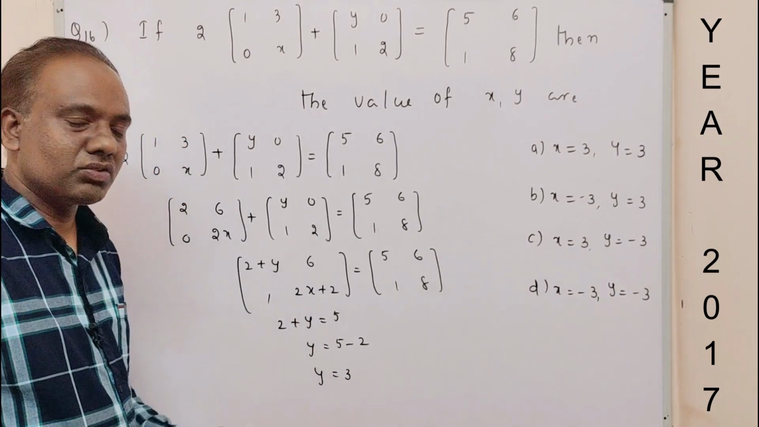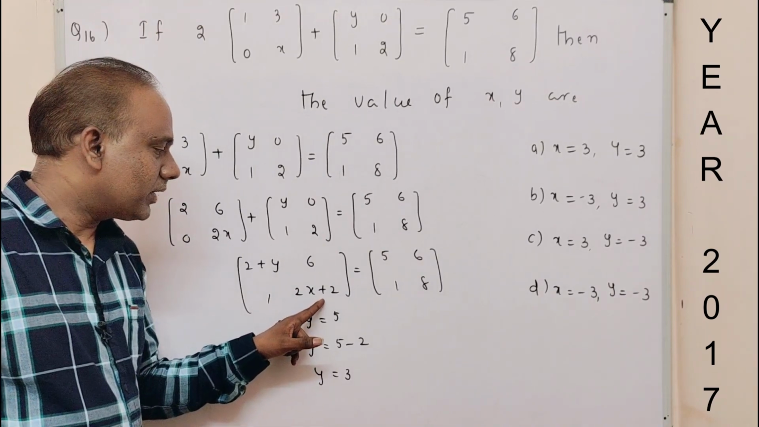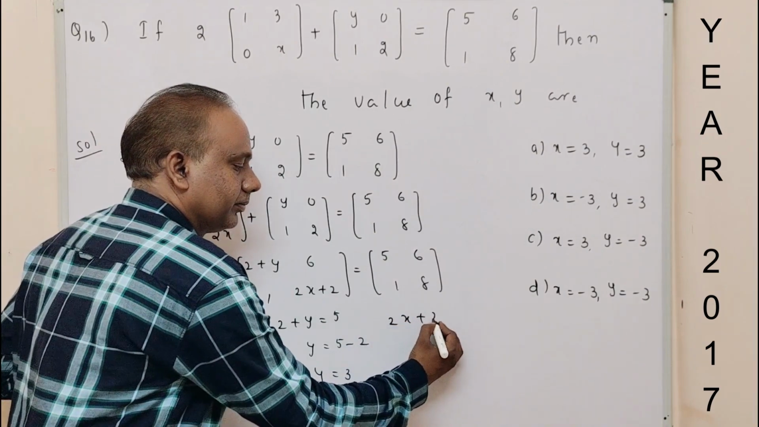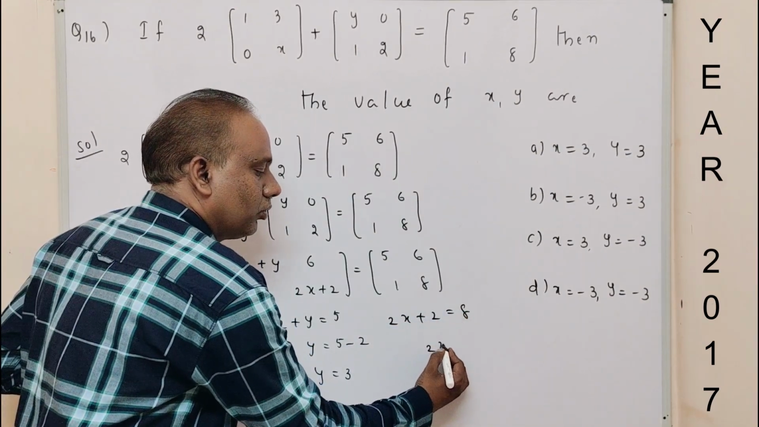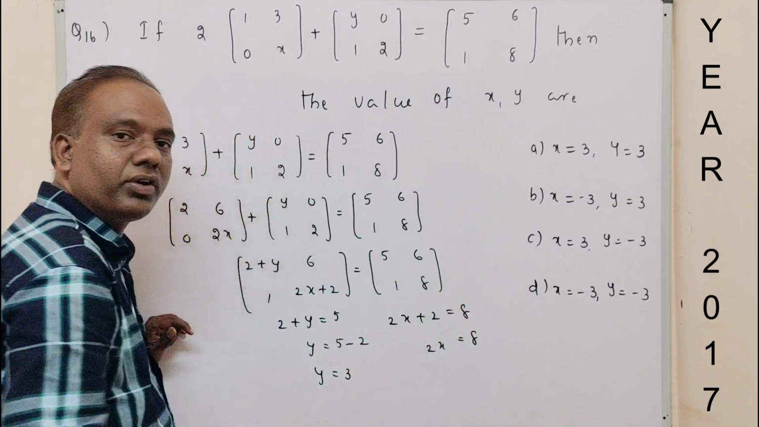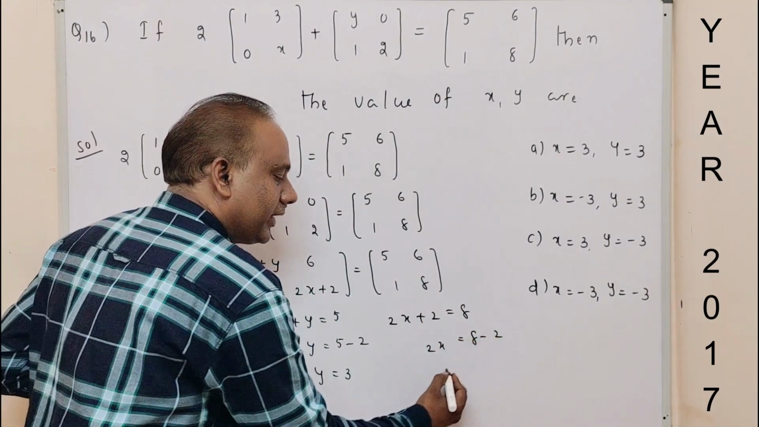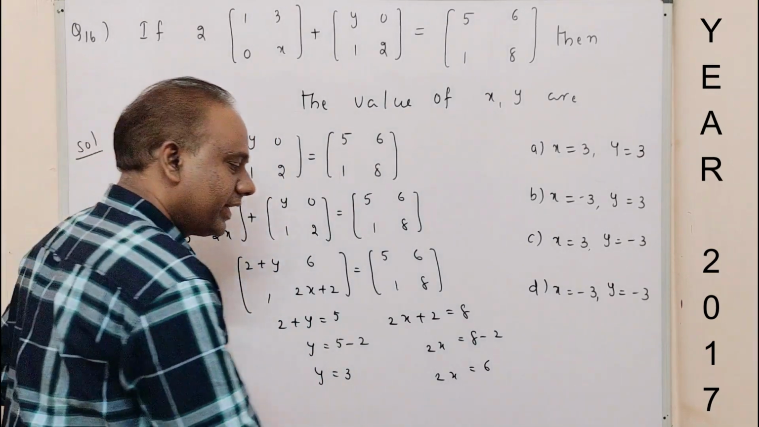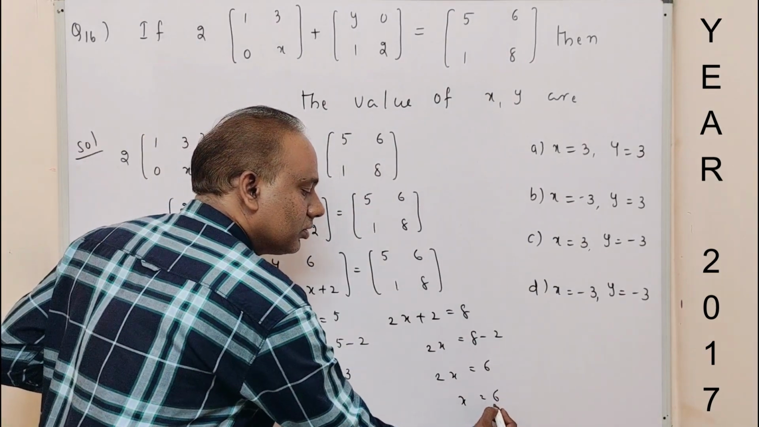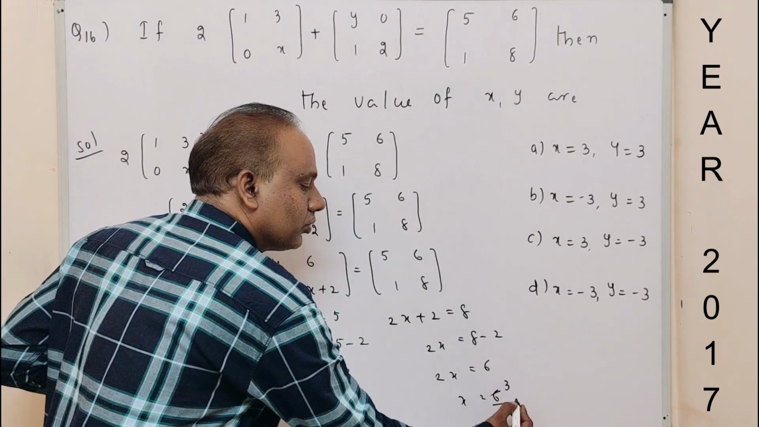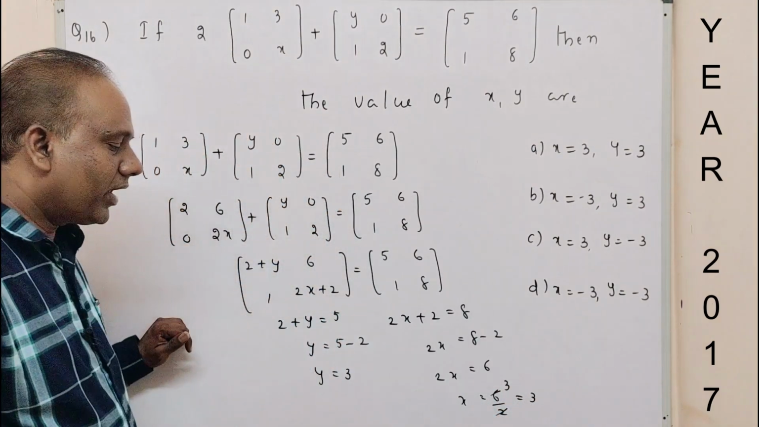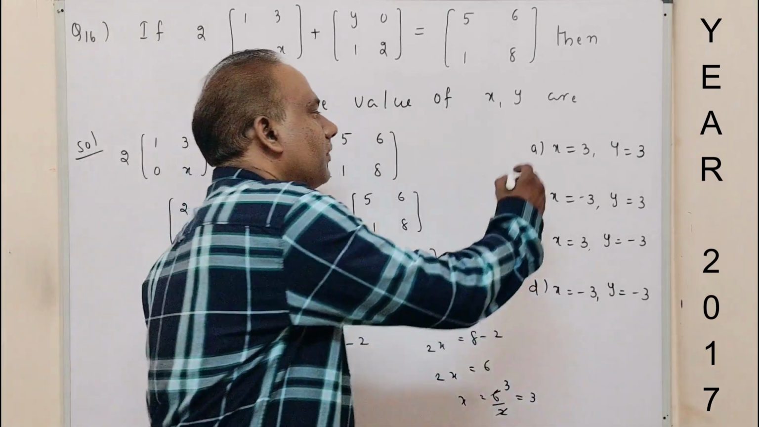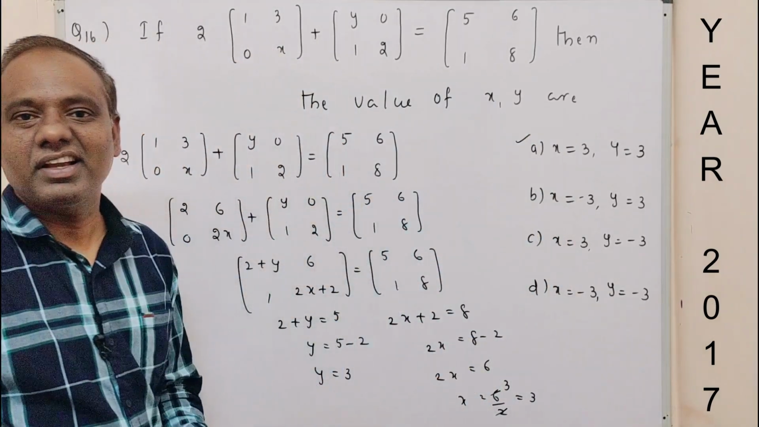Now we calculate the x value. So here 2x plus 2 is equal to 8. Now 2x is equal to 8 plus 2, take right side, it becomes minus 2. So 2x is equal to 8 minus 2, which is 6. So x is equal to 6 by 2, which is 3. So the x value is 3 and the y value is also 3. Option A is the correct answer.